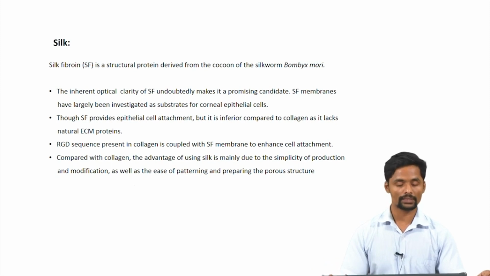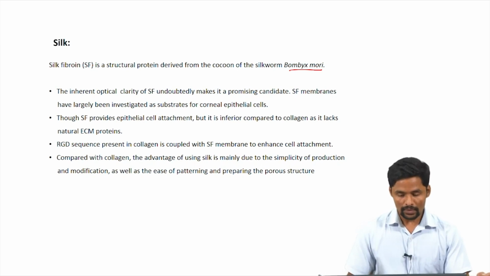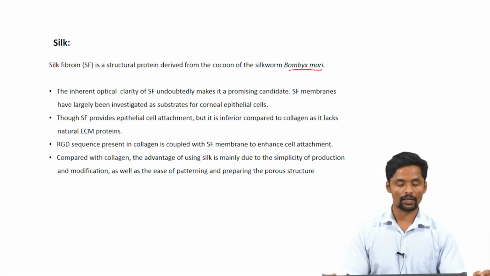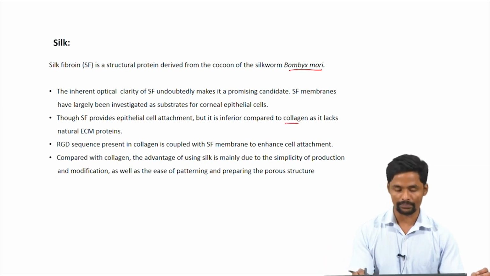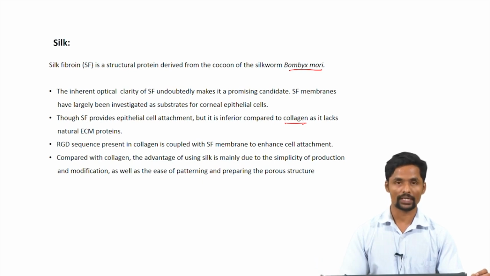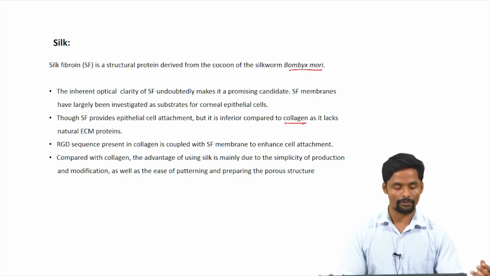Silk fibroin is a structural protein that is derived from the silkworm Bombyx mori. The inherent optical property of silk fibroin makes it most suitable for corneal tissue engineering, and it is used as a substrate for corneal epithelial cells. Though silk fibroin provides a scaffolding material for epithelial cells, its cell attachment property is not as superior as collagen, as it lacks the natural ECM protein. To overcome that, they introduced the RGD domain into the silk fibroin membrane, and thereby improved the cell attachment property of silk fibroin.